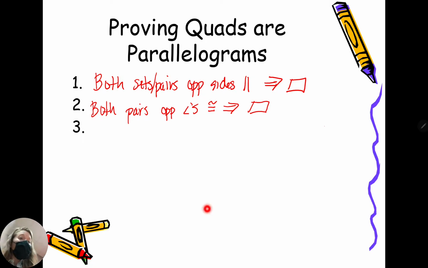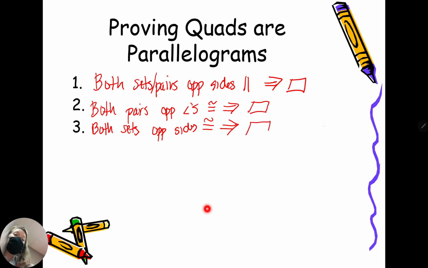If both pairs, or both sets, of opposite sides are congruent, then we have a parallelogram. If both diagonals are bisected, we have a parallelogram.